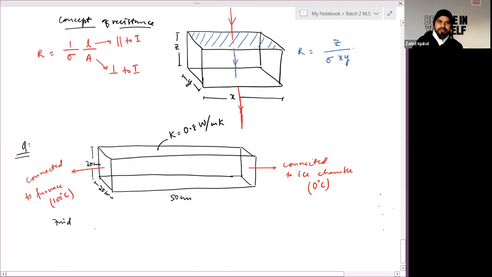first, the temperature difference; next, the temperature gradient; third, the thermal resistance.